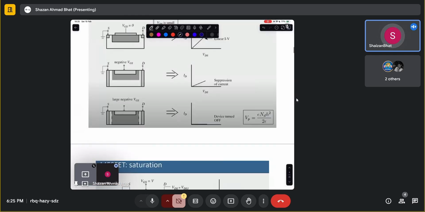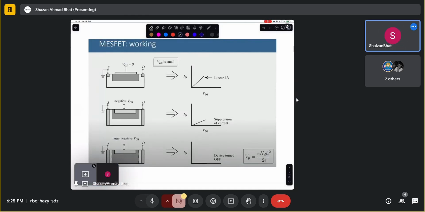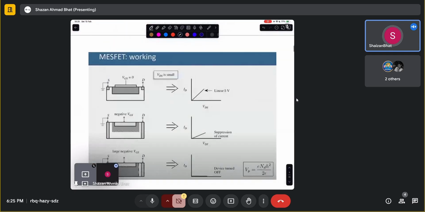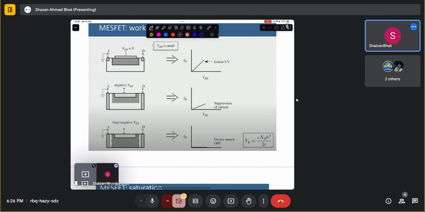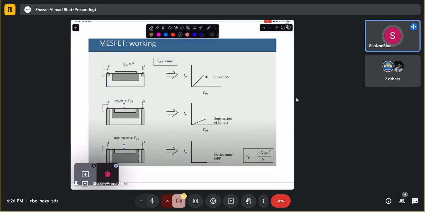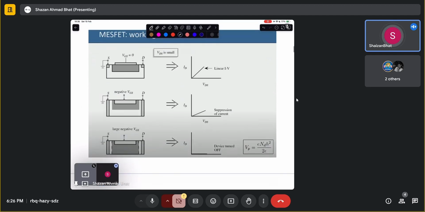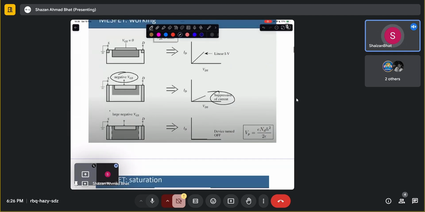And now marks the beginning of what is basically happening in these devices. So you see in these particular devices, the working is quite similar. You have the gate voltage, then you have the negative VG. Negative VG suppresses the current. A large negative VGS turns the device off.